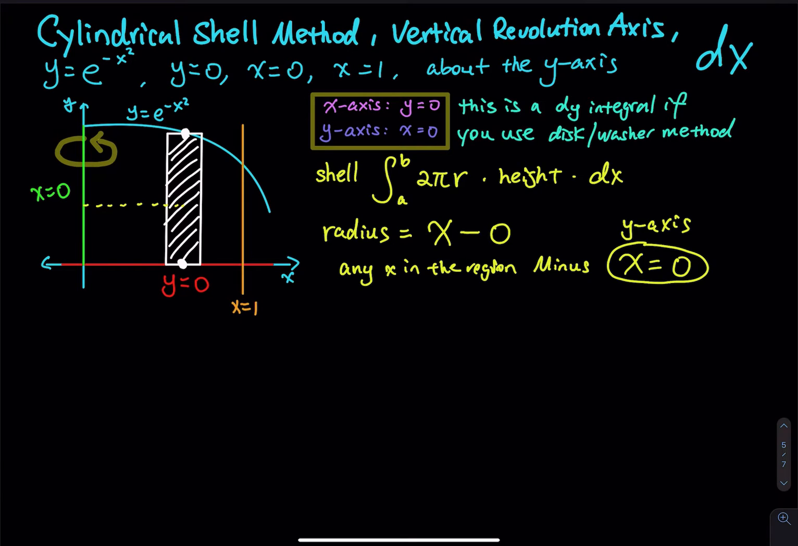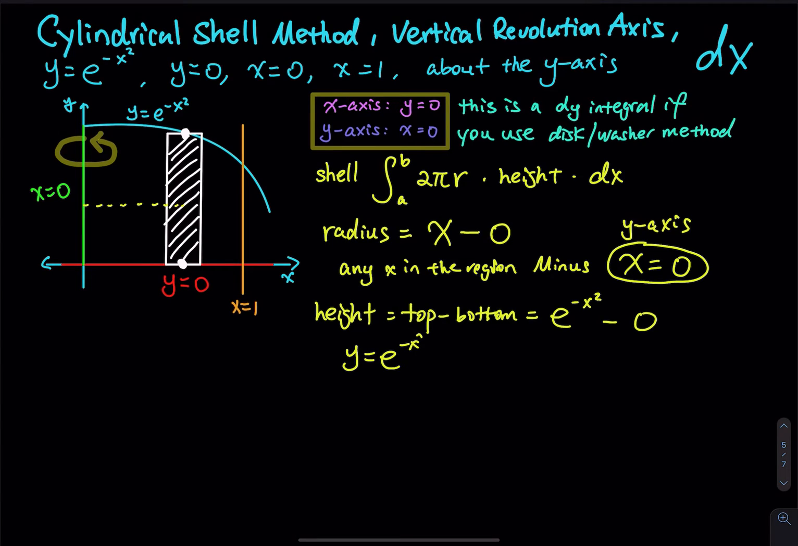And then the next one is the height. How do you figure out the height? The height is how tall the rectangle is. So that will be the top curve minus the bottom curve, which equals e to the negative x squared minus 0. What's 0? y equals 0. So we have y equals e to the negative x squared minus y equals 0. And then we have all the setup ready. And by the way, where is the lower limit? The lower limit is x equals 0. The upper limit is x equals 1.